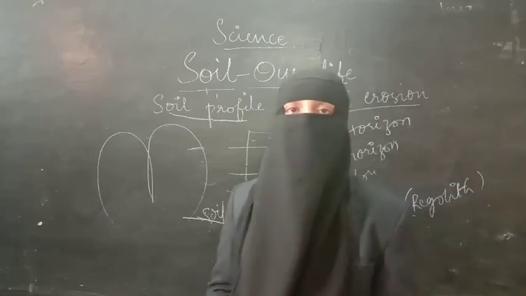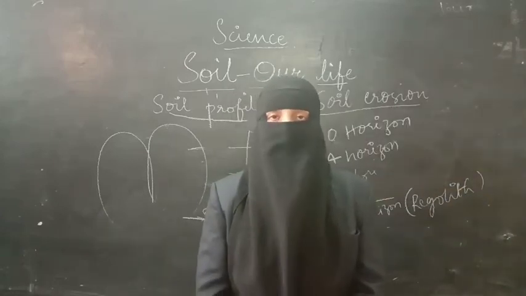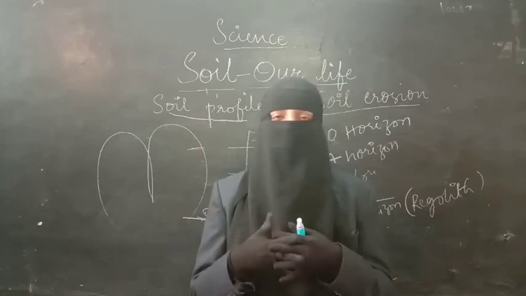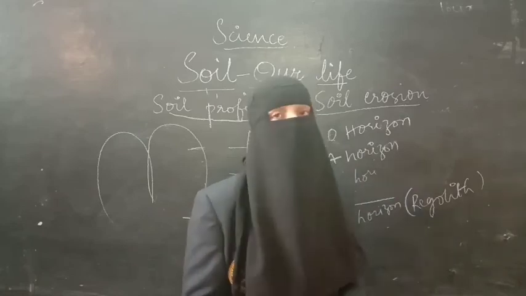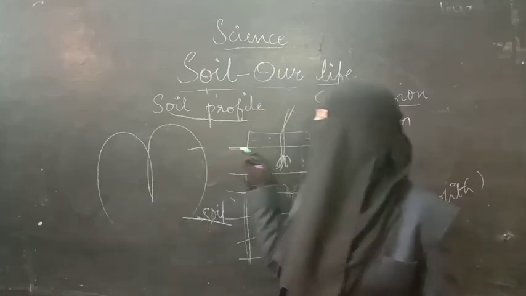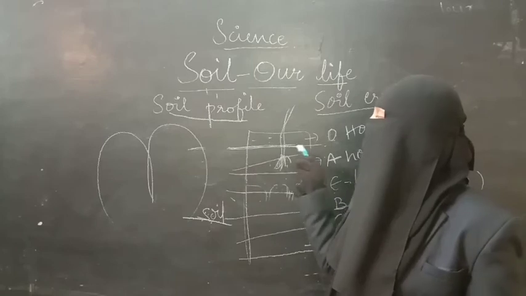Washing away of the fertile layer of soil is called soil erosion. Soil erosion can take place because of different things, like the grazing of animals. Where is the fertile layer of soil? Here, right? The O and A horizons. So let us talk about the O horizon.